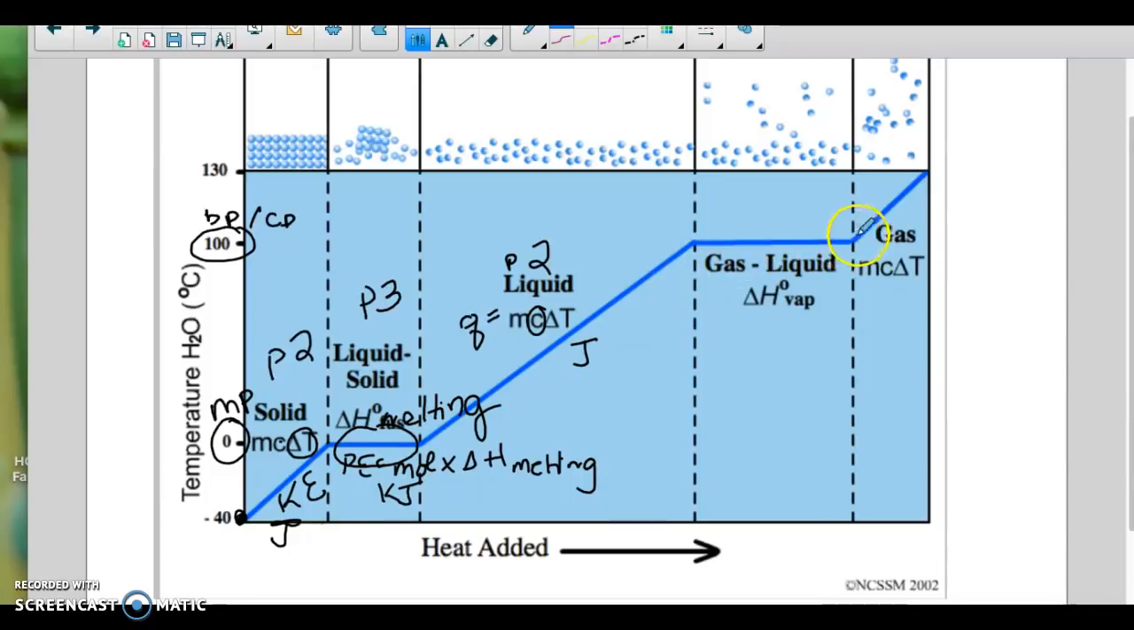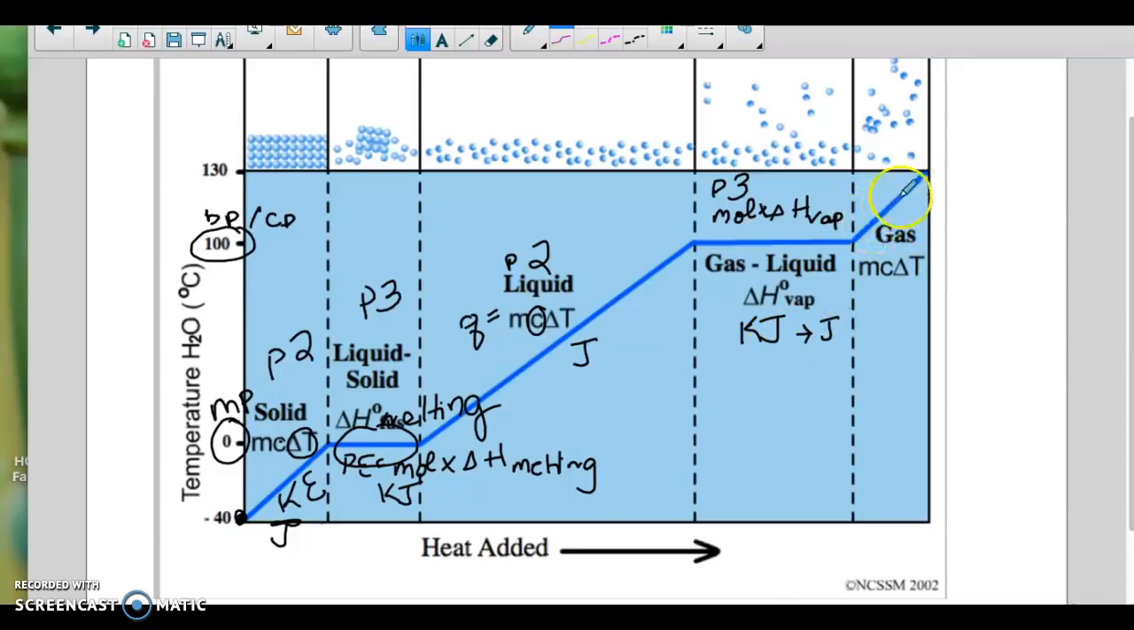Until all of the liquid is turned to gas, then the kinetic energy will start to increase again. So when you're in this portion, just like when you were in the plateau before, you're going to use page 3. You're going to take your moles of water that you started with, and then multiply that by the heat of vaporization. And again, the unit here is going to be kilojoule. You will want to convert this to joule.